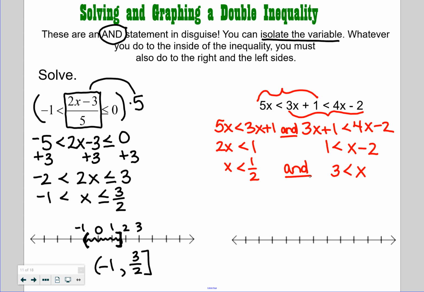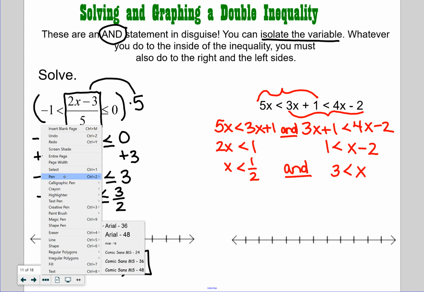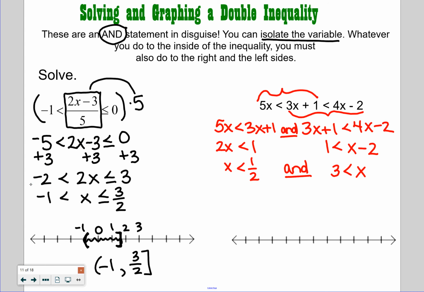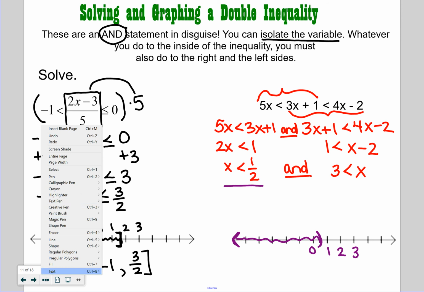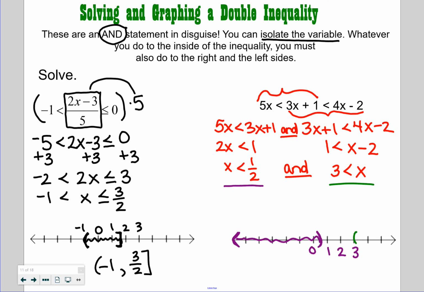Now remember, with an and statement, we're looking for where they intersect. So we want to graph both of these. On the number line, I'm going to graph them in two different colors. First, I have x less than a half. So I know I'm going to have to get up to 3. Let's do that. X less than a half would be a parentheses at a half. Shade to the left. Then I have x greater than 3, which means I'm going to have a parentheses at 3 and shade to the right. It's an and statement, which means we're looking for an intersection or what they have in common. There is nothing that these have in common, so your answer is no solution.